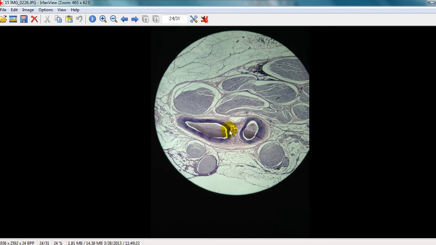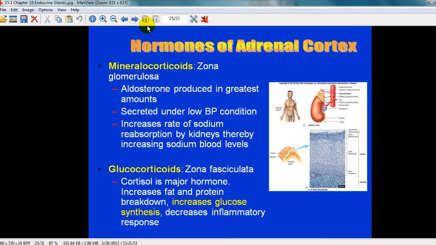All right, this is a nice view of a blood vessel. We'll come back to that one. Let's go ahead and go into the adrenal gland and wrap this up.